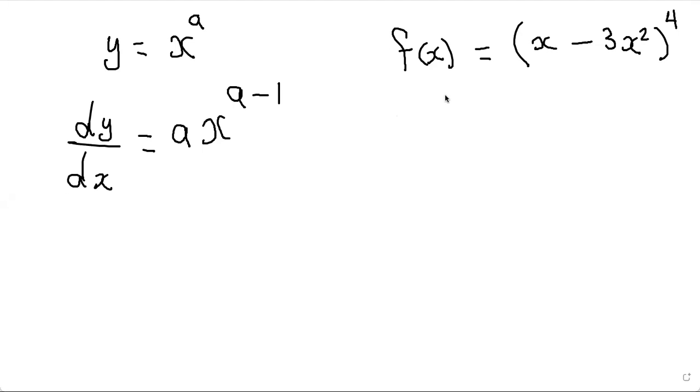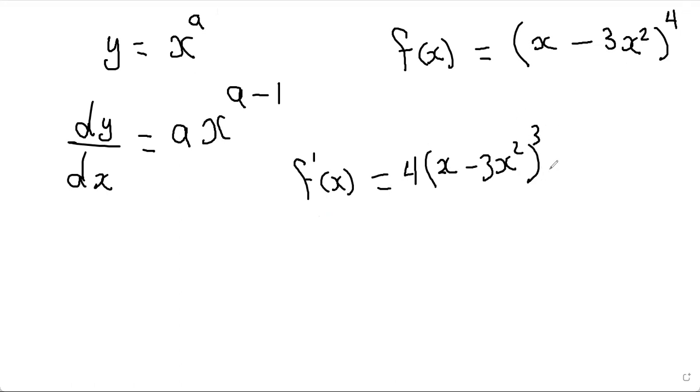Now, how about if we have f of x equals, in brackets, x minus 3x squared, all to the power of 4? Now, we have to use what we call the chain rule. So I'm going to write f prime of x, indicating you're doing the derivative, equals: you bring the 4 down, and you keep the inside the same for now, x minus 3x squared, and then take away 1 from the 4. So that's what you do first, but it doesn't stop there.